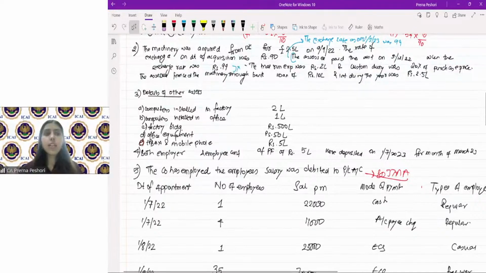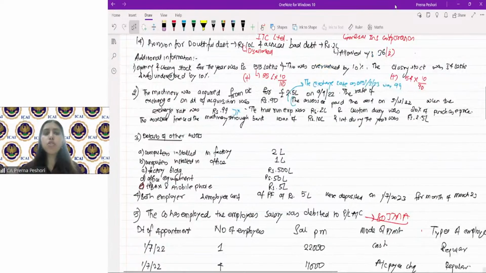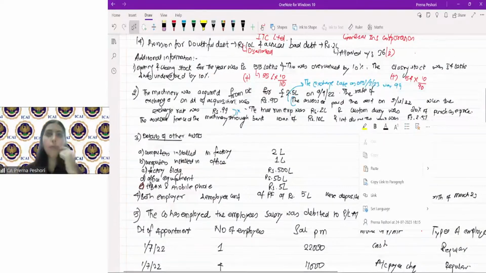Next is the assessee financed the machinery through the bank loan of 10 lakh and the interest during the year was 2.5 lakh.